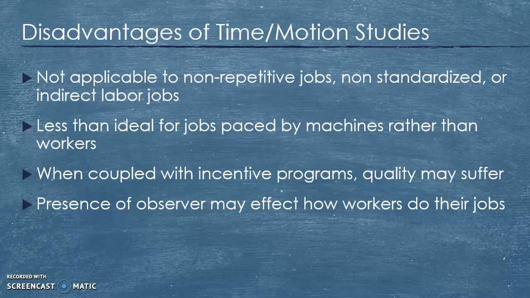On the other hand, these types of studies are not applicable to jobs that lack repetition, are not standardized, and do not involve direct labor. They're not as effective when the pace of the job is set by a machine rather than by the human workers, and when coupled with incentive programs that are tied to producing more and faster, quality may suffer. And the presence of an observer may affect how workers do their jobs. Some may even refuse to participate at all.